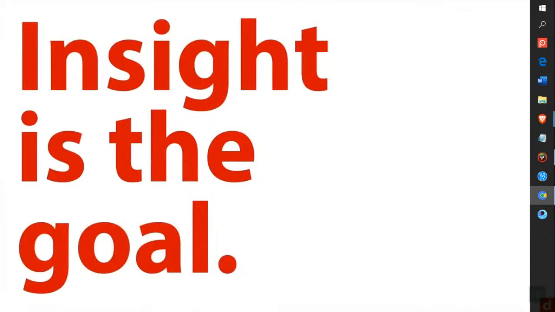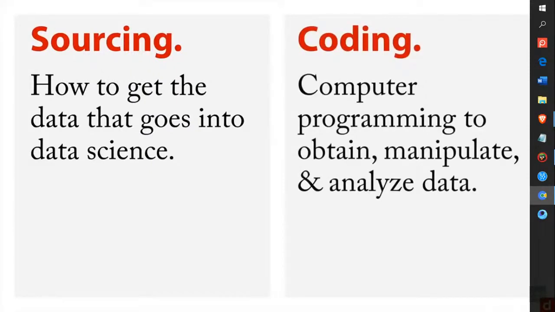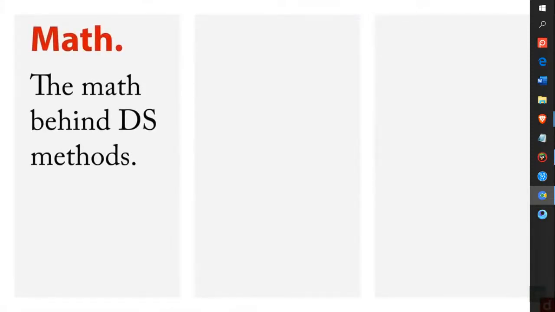And so we want to focus primarily on insight and the tools and the tech as they serve to further that goal. Now, there's a few general categories we're going to talk about, again, with an overview for each of these. The first one is sourcing or data sourcing. And that is how to get the data that goes into data science, the raw materials that you need. The second is coding. That, again, is computer programming that can be used to obtain and manipulate and analyze the data. After that, a tiny bit of math, and that is the mathematics behind data science methods that really form the foundations of the procedures.